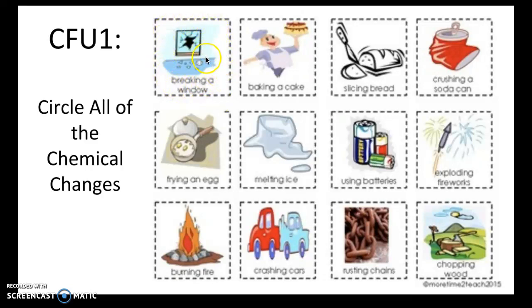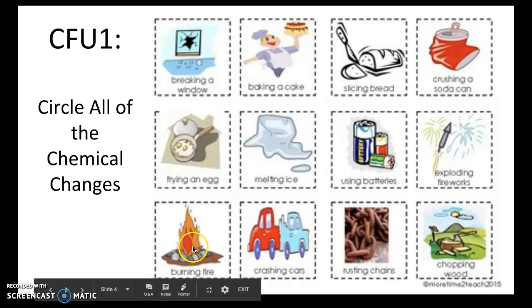So this first one here is breaking a window. This is baking a cake, slicing bread, crushing a soda can. Then we have frying an egg, melting ice, using batteries, exploding fireworks. Last row is burning firewood, crashing cars, rusting chains, and chopping wood. When you're ready to see the answer, press play and it will be revealed.